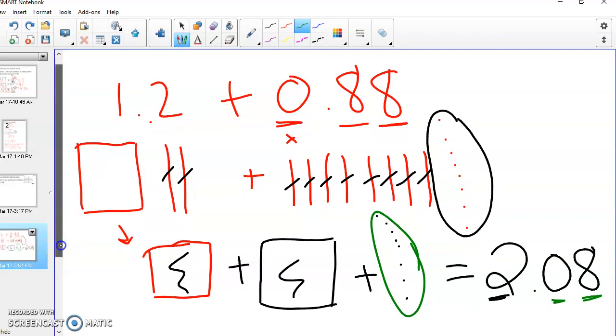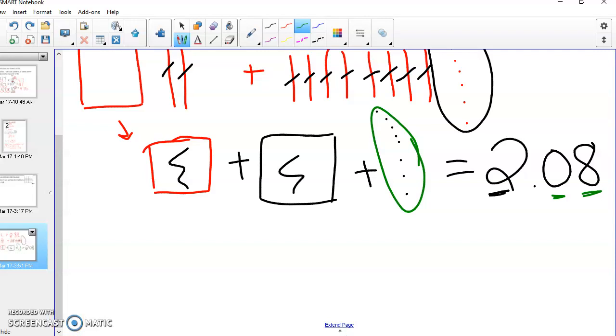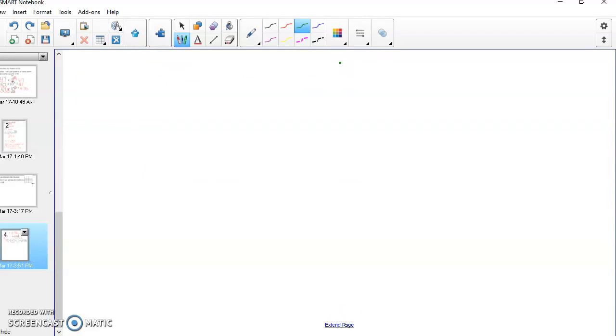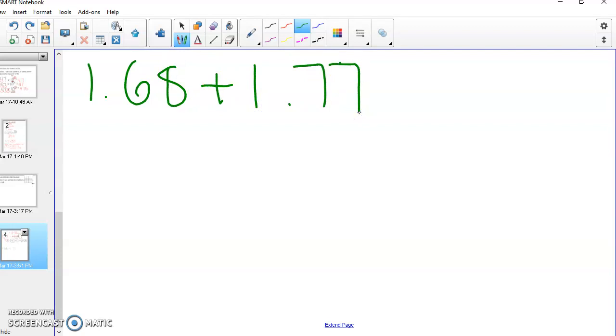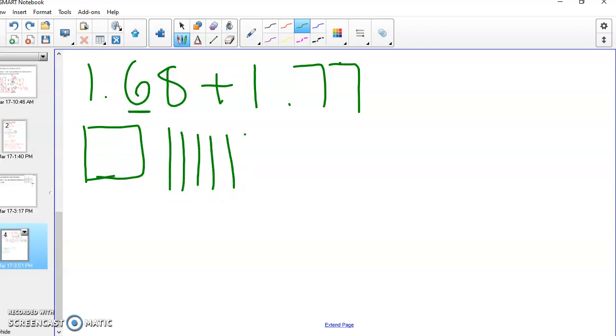All right, let's do another example. So where I just did number 1, I'm going to go ahead and move on to number 2. All right, so number 2, we have 1 and 68 hundredths plus 1 and 77 hundredths. Okay, and you'll see in your book, they also have an example like that. Okay, so we're going to have 1 whole. How many tenths do we have? So we have 6 tenths. 1, 2, 3, 4, 5, 6.